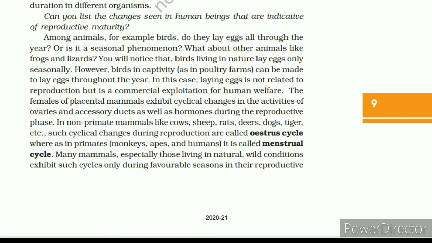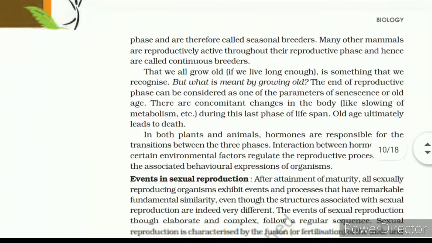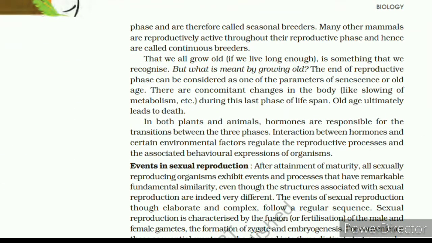That we all grow old is something that we recognize. But what is meant by growing old? The end of the reproductive phase can be considered as one of the parameters of senescence or old age. There are concomitant changes in the body during its last phase of lifespan. Old age ultimately leads to death. In both plants and animals, hormones are responsible for transitions between the three phases. Interaction between hormones and certain environmental factors regulate the reproductive processes and the associated behavioral expressions of organisms.